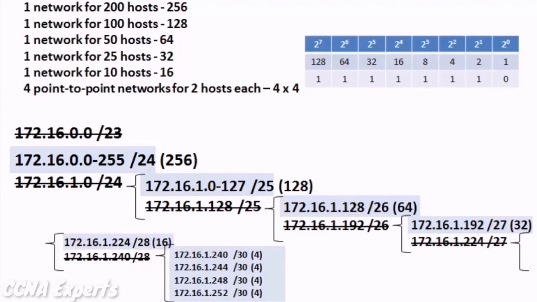In the end, we've created 9 subnets of different sizes: a 256, a 128, a 64, a 32, a 16, and 4 4-host subnets. This is VLSM, and it allows us to create subnets or networks specific to the needs of the network.